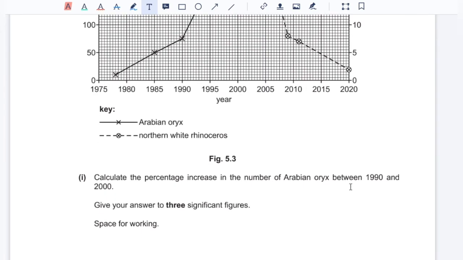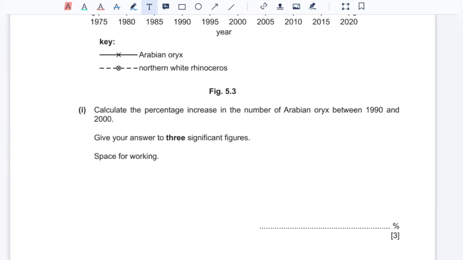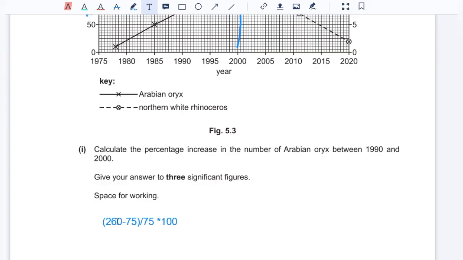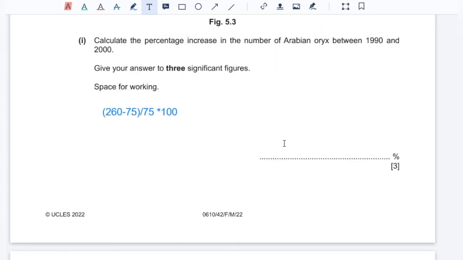1. Calculate the percentage increase in the number of Arabian oryx between 1990 and 2000, giving your answer to 3 significant figures, and you're given the space for working. You can see that in 2000 the number is 260, whereas in 1990 the number is 75, and you can calculate the percentage increase by subtracting 75, the initial, from the final number and dividing that by the initial number, multiplying the fraction by 100, and this will give the final answer as 246.66, which will round to 3 significant figures as 247.